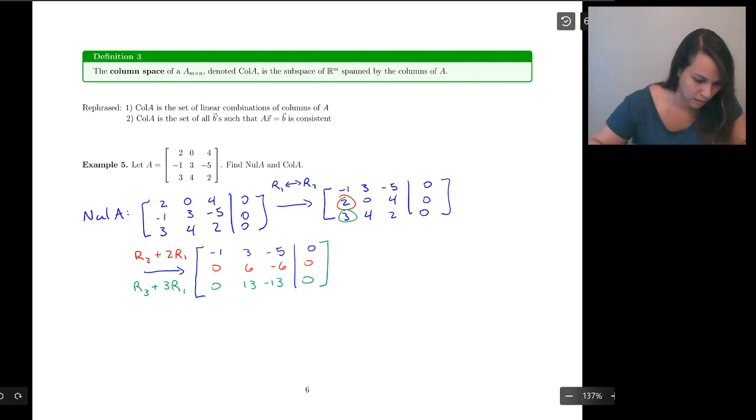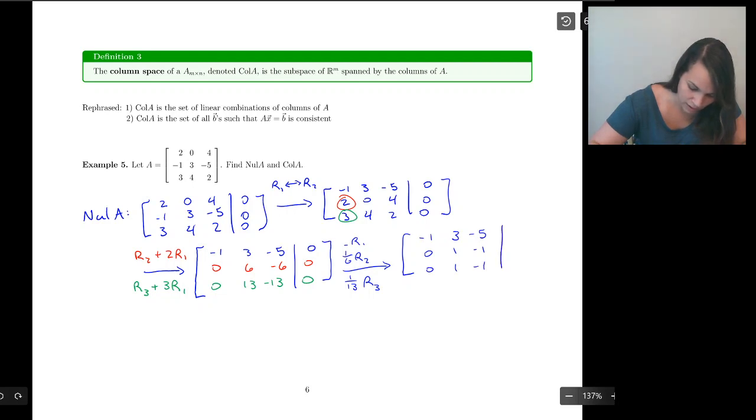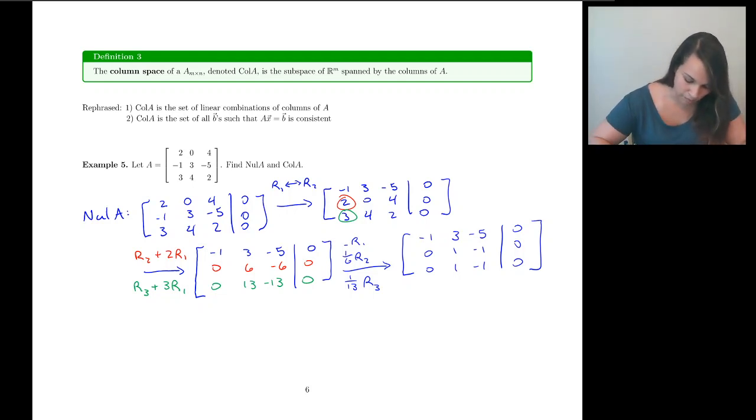And then I'm going to take a moment and make everything pretty. We're going to do a -R1. Oh, blue. Be blue. So -R1, and then we're going to divide row 2 by 6 and divide row 3 by 13 all at the same time. So that's going to be -1, 3, -5, 0, 1, -1, 0, 1, -1. That's 0, 0, 0, and then row 3 is definitely being killed by row 2.